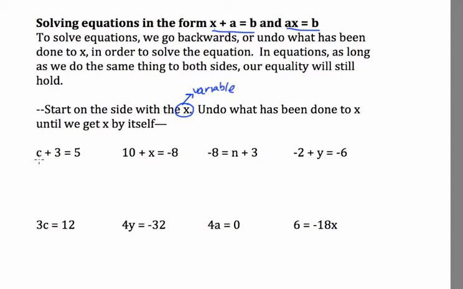So start on the side with the x, over here. What has been done to the x? Well, add 3. I want to do the inverse operation of that. So I want to subtract 3 from both sides.